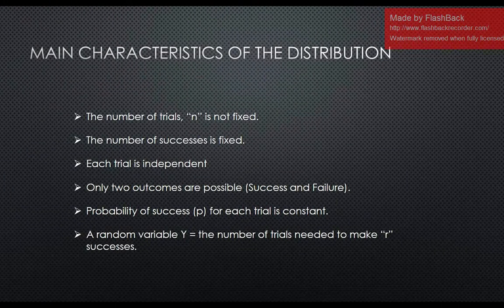Okay, so the main characteristic or difference of this distribution is that the number of trials n is not fixed, but the number of successes is fixed. Also, each trial is independent, and only two outcomes are possible, the success and the failure. The probability of success p for each trial is constant. And finally, a random variable y is equal to the number of trials needed to make r successes.